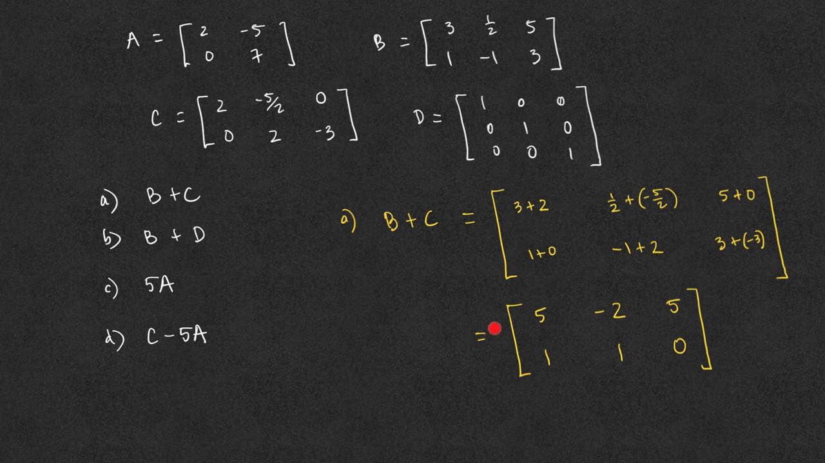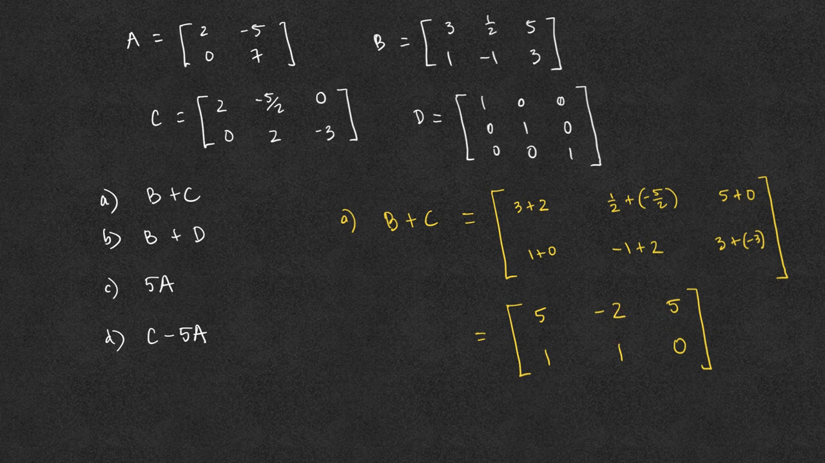The resulting matrix as a sum has the same dimension as each of the addends in the sum. Both matrices B and C have dimension 2 by 3. The sum also has the dimension 2 rows by 3 columns.